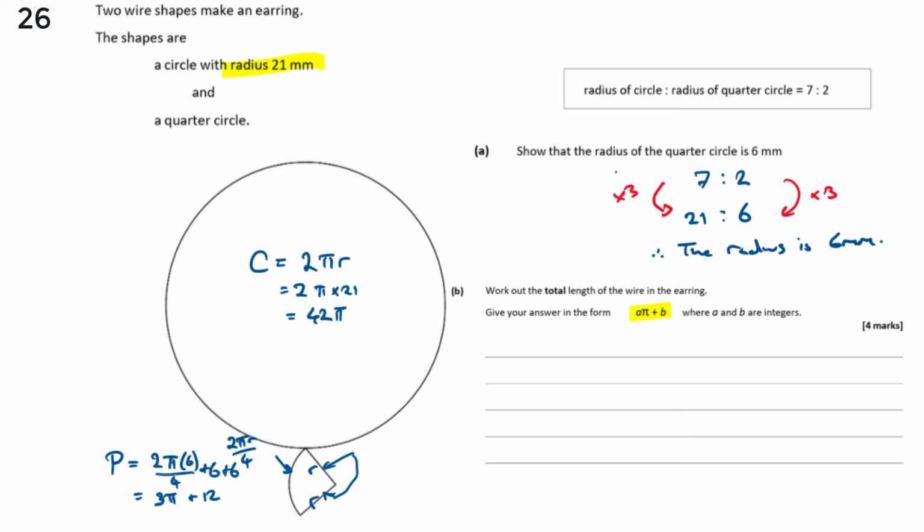Okay, so then the total length of wire required is going to be the circumference of the circle plus the perimeter of the quarter circle, which is going to be 42 pi plus 3 pi plus 12. So 42 pi and 3 pi make 45 pi, and then we've got that 12 left over for the 2 straight sections of the smaller quarter circle. Okay, and now that's in the form a pi plus b, because we've got a multiple of pi plus a number. Okay, so we're good.